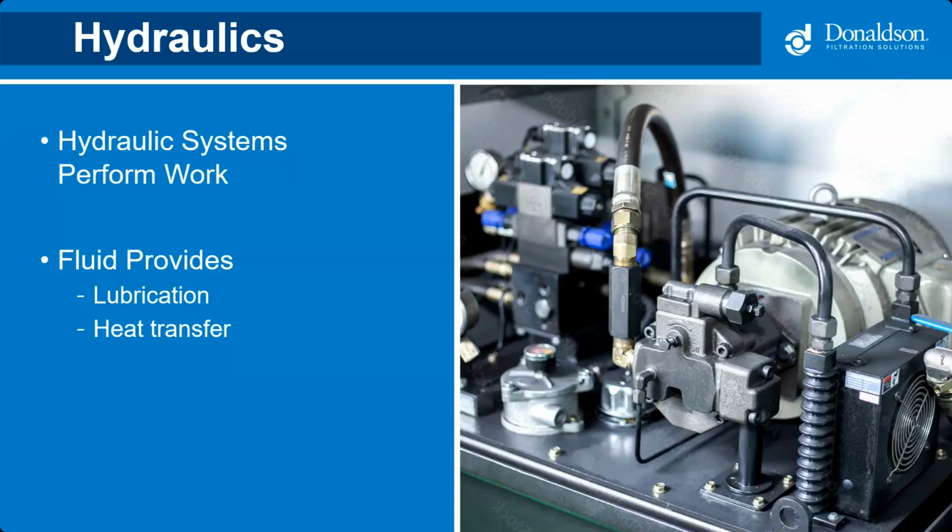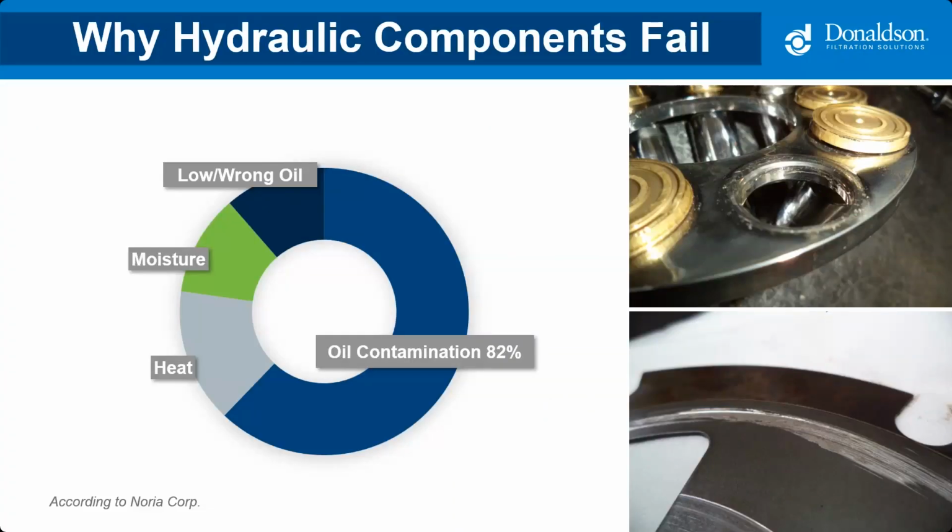the hydraulic fluid. Now, if we take a look at why hydraulic components fail within a system, there's quite a few different things that can lead to a failure. But when we get to the root cause of it, over 80% of the failures that occur within a system are due to oil contamination. And that is a pretty high concentration of those failures, leading to just one of those components.